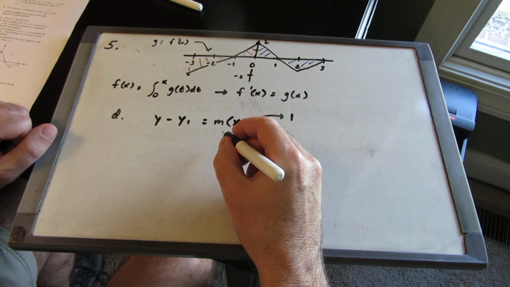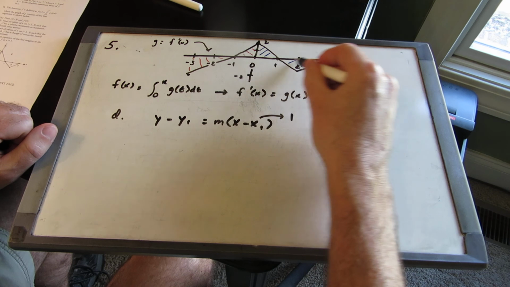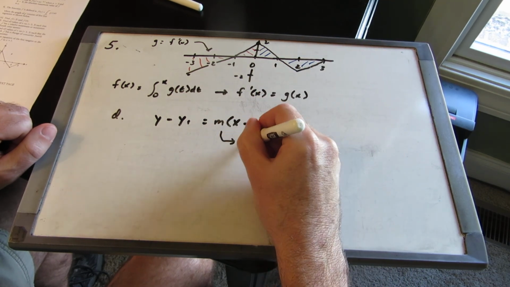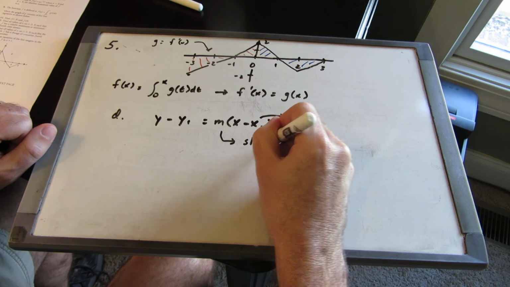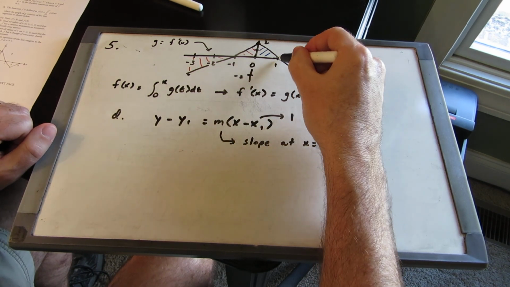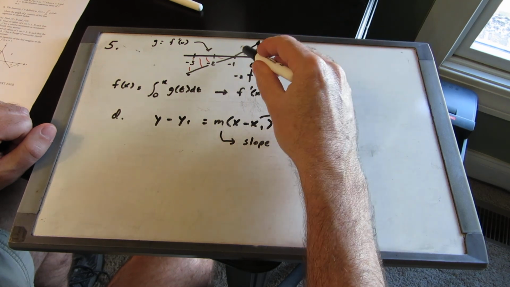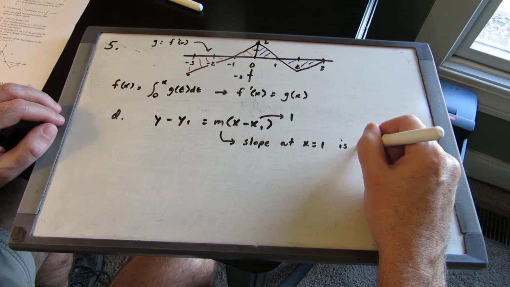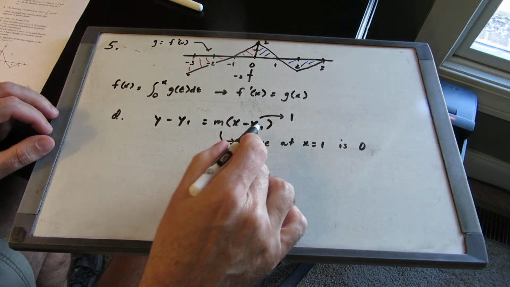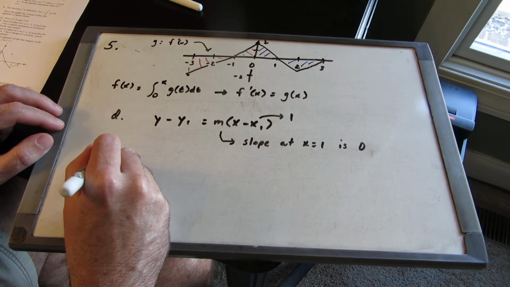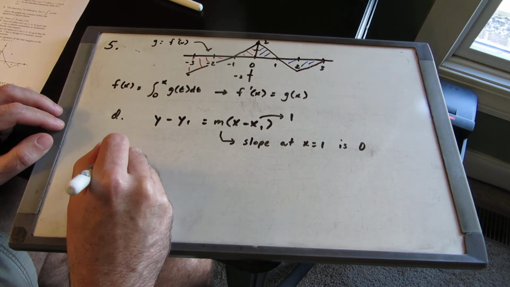What is our slope? Well, our slope is given by the graph. So what is the slope at x equals 1? We'll just read the graph. It is 0. Okay, when x is 1, the slope, f prime, is 0. So we have our m, we have our x1, we've got to get y1. That means we got to find f of 1.